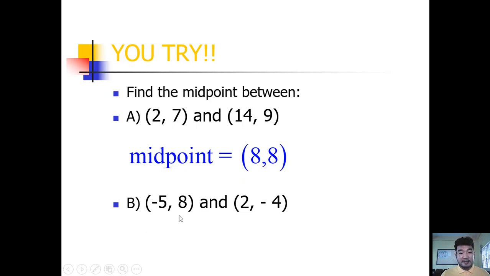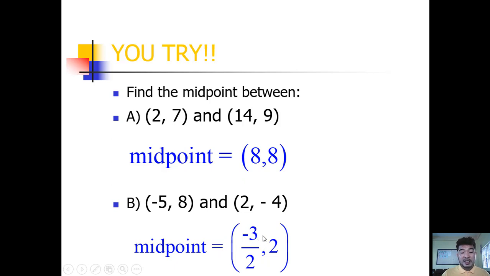How about for letter B? So we add -5 and 2. -5 plus 2 is equal to -3. Divide it by 2 is -3 over 2 or -1.5. And then our y is 8 plus -4. That's positive 4 divided by 2 is equal to 2. So our answer or our midpoint is -3 over 2, 2. -3 over 2 can be expressed in decimal, which is equal to -1.5. So that is how you solve for the midpoint of the 2 points.